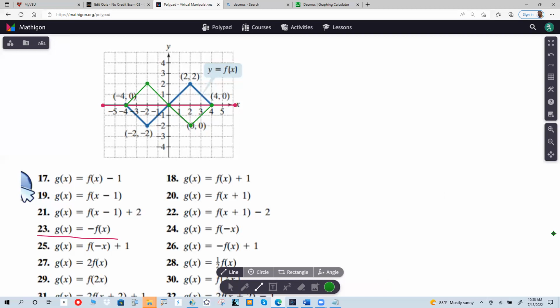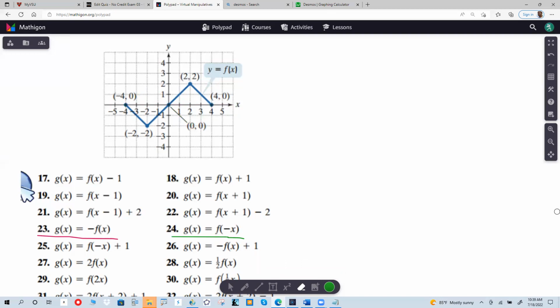What does that mean? Pretend there's a mirror on the x-axis. The top will be reflected in the bottom half. The bottom half will be reflected in the top half. If anything is on the x-axis, it will stay on the x-axis. Let's try this one. Let's try the next one.